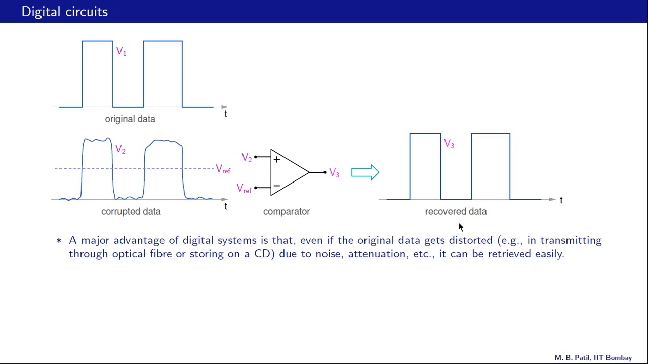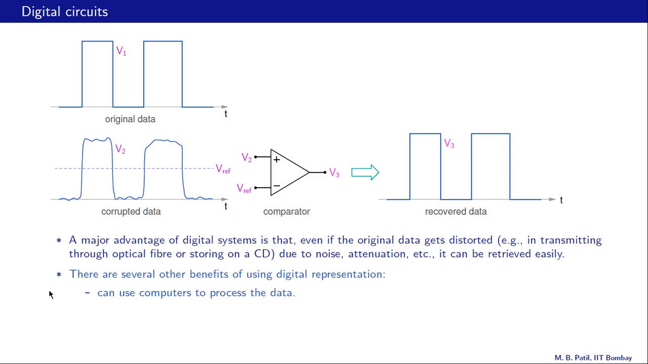So this is a significant advantage of digital systems. Even if the original data gets distorted, it can be retrieved easily. There are several other benefits of using digital representation or digital systems, such as we can use computers to process the data. That's a huge advantage. We use computers in many different ways, and the data being used is digital data.